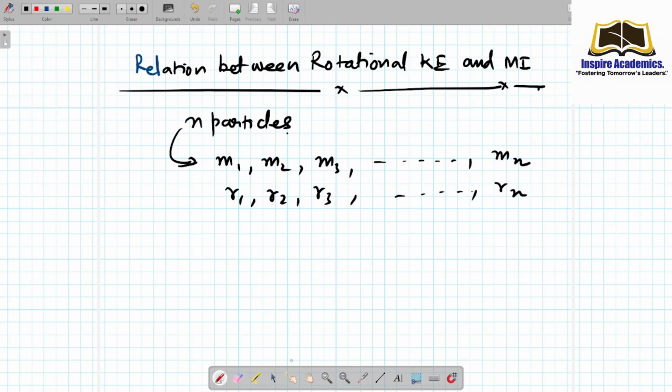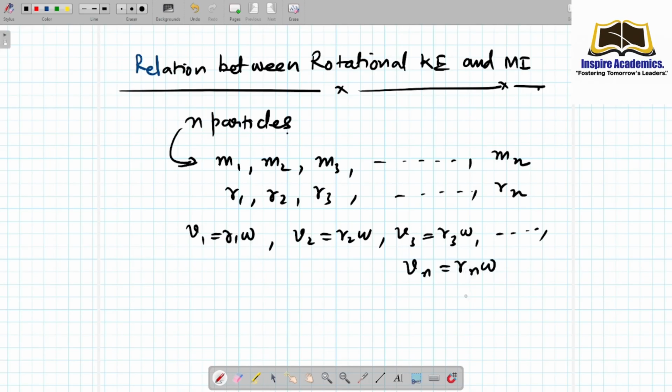So their corresponding velocities: v1 will be r1 omega, v2 will be r2 omega, v3 will be r3 omega, and so on, and vn will be rn omega. Okay.